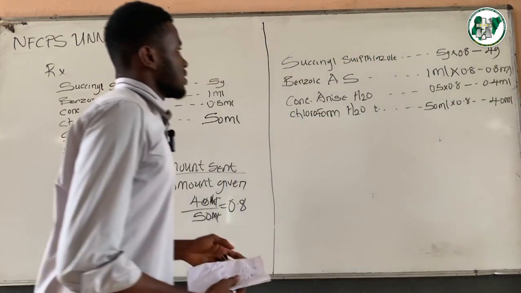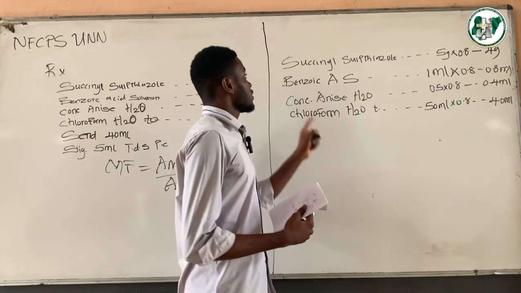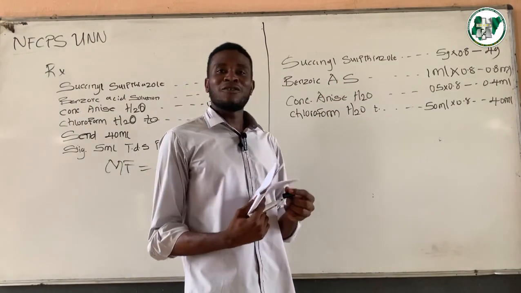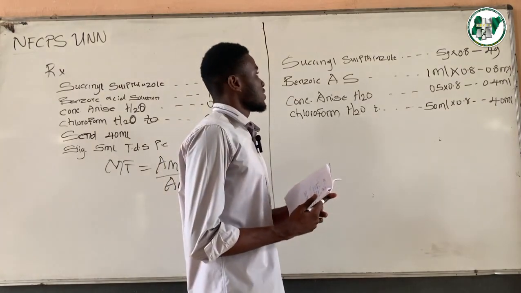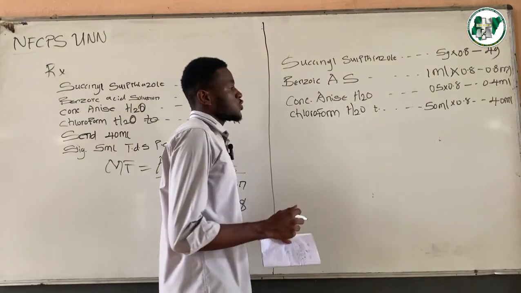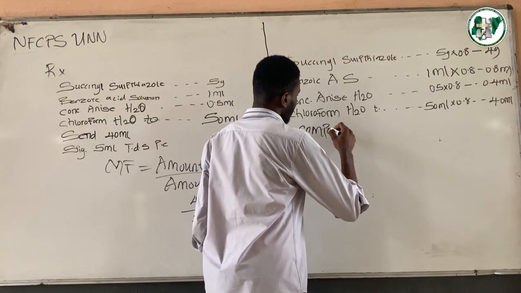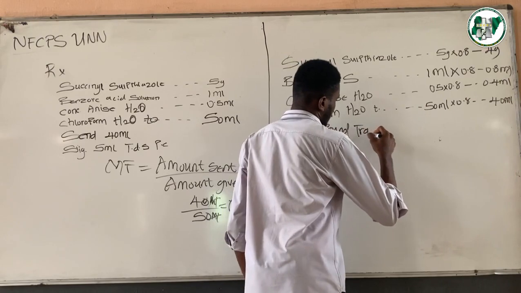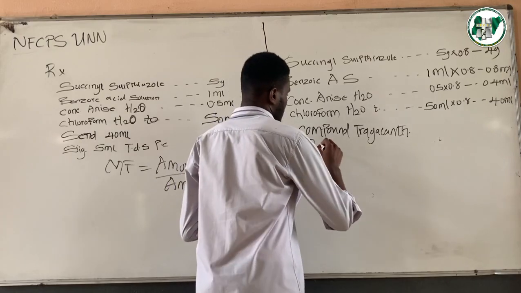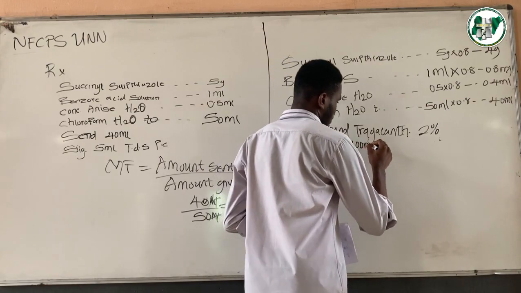Right? Remember that this is succinyl sulfathiazole, and if you remember the examples of the non-readily diffusible powders, I told you that succinyl sulfathiazole is an example of a non-readily diffusible API, and because it is non-readily diffusible, we would use a suspending agent. Remember, we said we're going to be using compound tragacanth, which has a composition of 2%. This 2% means 2 gram is in 100 ml.